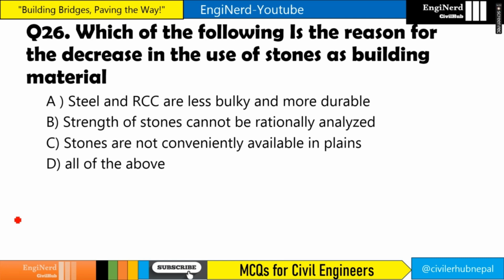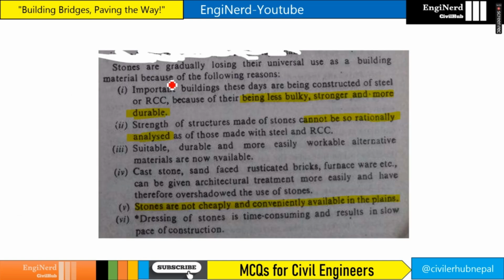Option A is steel and RCC are less bulky and more durable. Strength of stones cannot be rationally analyzed. Stones are not conveniently available in plains, and all of the above. Stones are gradually losing their universal use as a building material because of the following reasons. The first one, it is being bulky. Important buildings these days are being constructed of steel or RCC because of their being less bulky. Although less bulky, RCC will be stronger, right, and more durable. So why use stones? That's the first one.